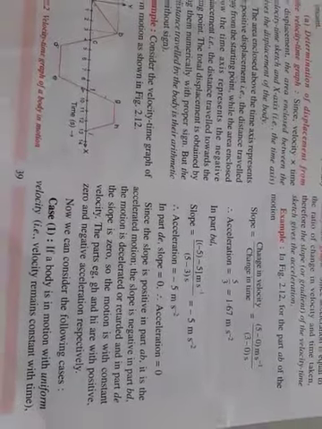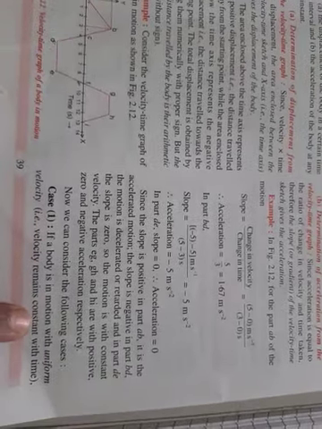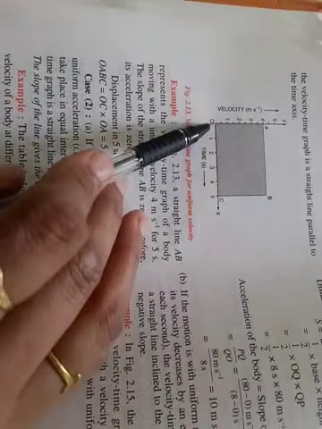Now here we are going to consider the first case of the velocity time graph. In the first case, they are saying that if the body is in motion with a uniform velocity, that is its velocity is constant with time, then the graph which is obtained over here is a straight line parallel to the time axis. So let us see how it is.